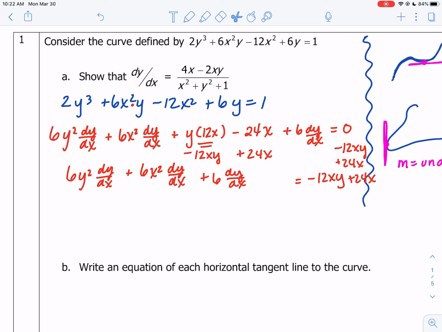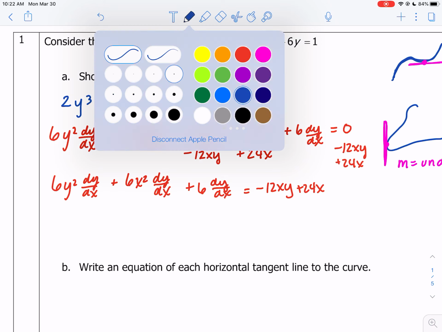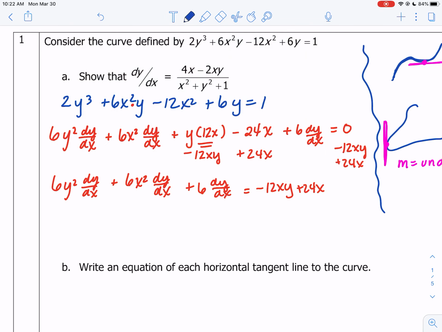Now that we have our derivative in terms of x's and y's with all the dy/dx's on one side, I'm just going to move it down to make it a little bit more clear for you. We're going to factor out our dy/dx. So we have dy/dx times 6y squared plus 6x squared plus 6 equals negative 12xy plus 24x.